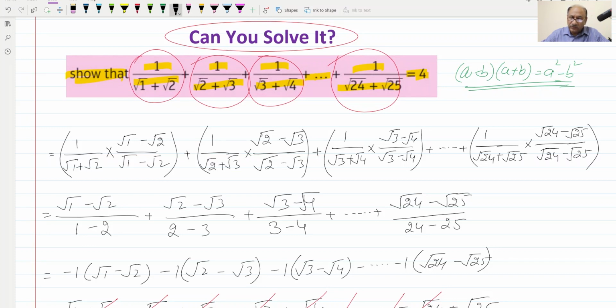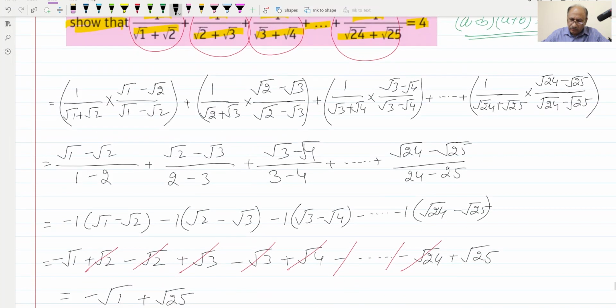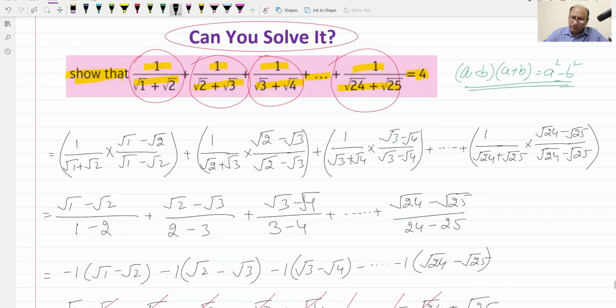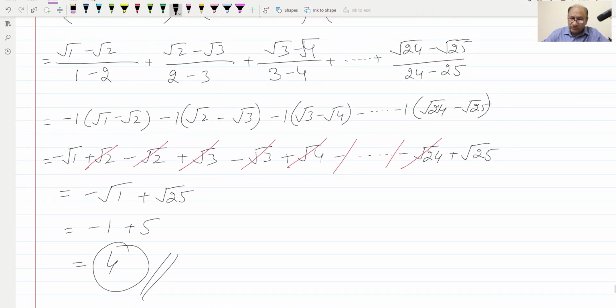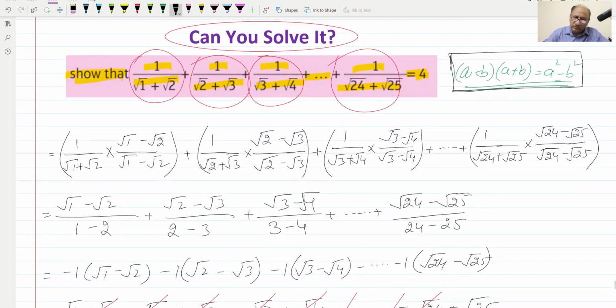Rationalization part is very important. You should practice rationalization. There is a lot of rationalization involved in this, and plus you have to cancel intelligently so that there should be no mistake. There are higher chances of mistake in this question, so you will have to solve this question carefully, and there is application of this formula also, and you will have to avoid mistakes and reach the answer in the first attempt, because this is a show-that question, so you know the answer. This is 4, so you can reach this.